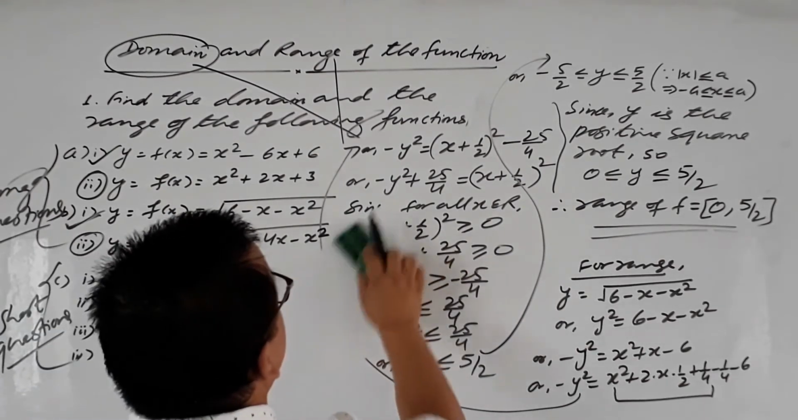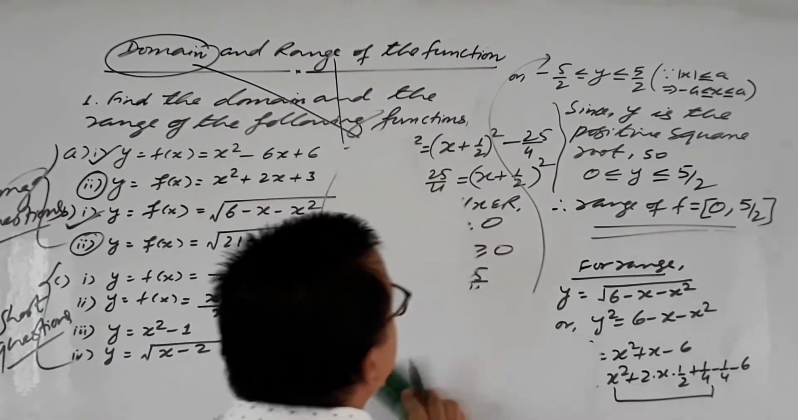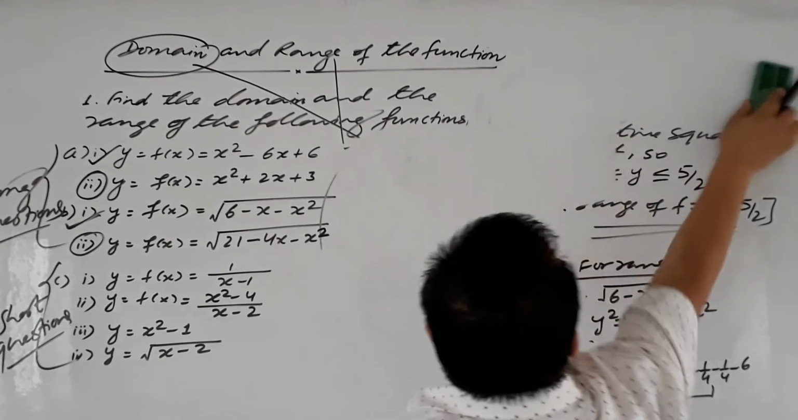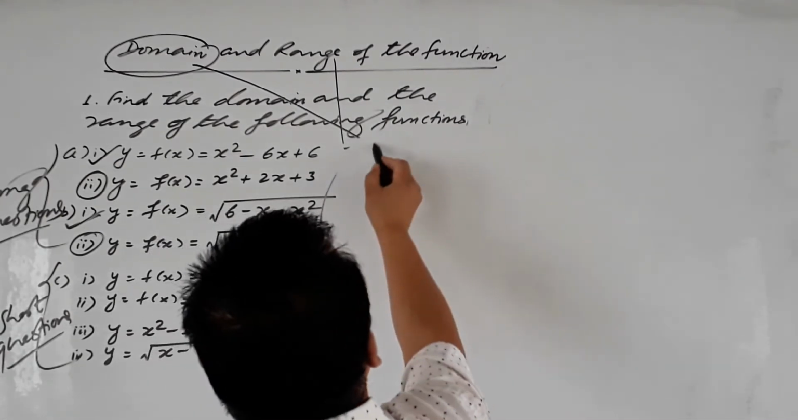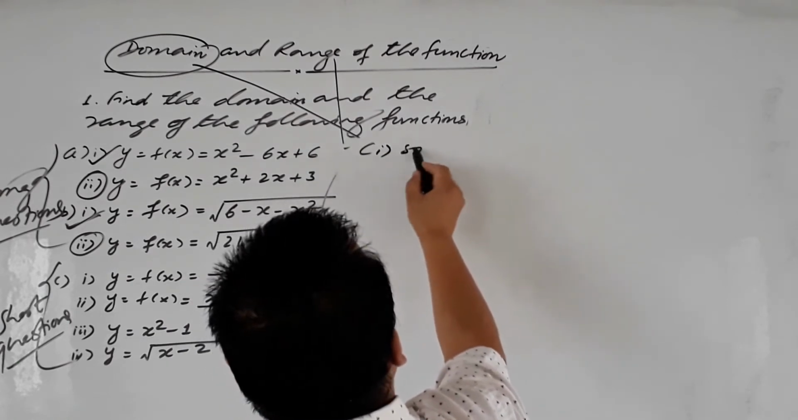So these are short questions. How to find the domain and range for a short question. Once you know all these questions, you can find the rest yourself. See the first solution.